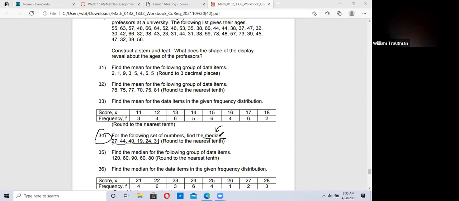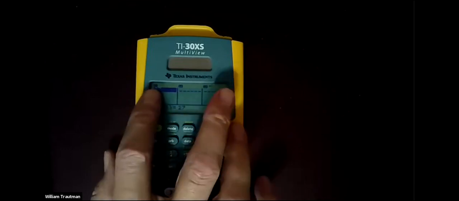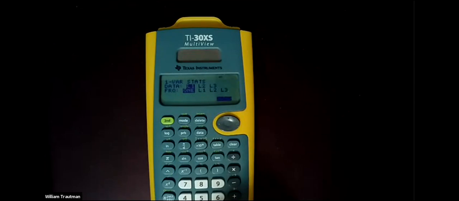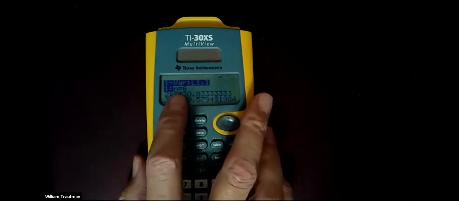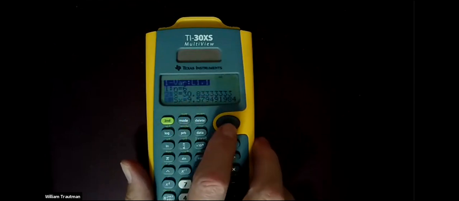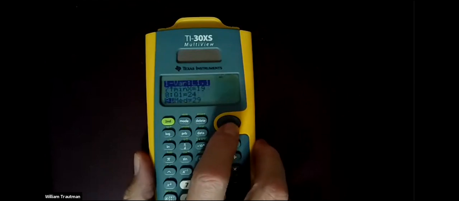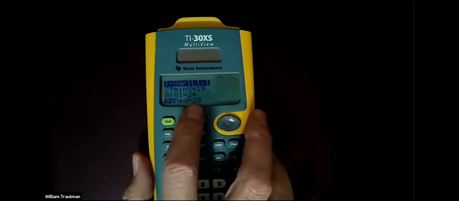And then you scroll down. Actually, let me show that just so I can show it at least once. So I'm going to data. I typed in all the data in the list 1. Then I hit second data, which is stat, 1-var stats. L1 is highlighted. This is still ONE, so you don't have to change anything from the last problem. Hit calculate. There's the average, 30.833, but they asked for median, the number in the middle. I passed it. There it is, number 9. So the answer to this question is 29.